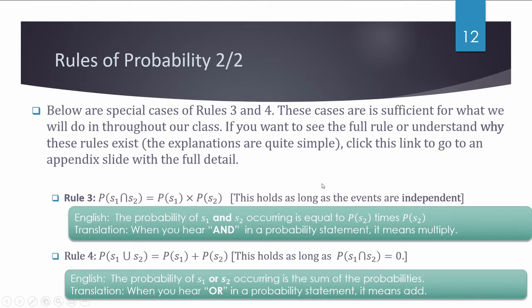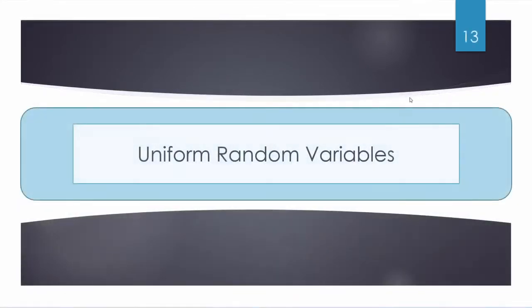Again, the easiest way to think about these rules is if you hear the word and in a probability statement, you need to think multiply. And if you hear the word or in a probability statement, it means you need to add your probabilities together. All right, so let's go through an example here of calculating some basic probability using the uniform random variable and our rules on and or.